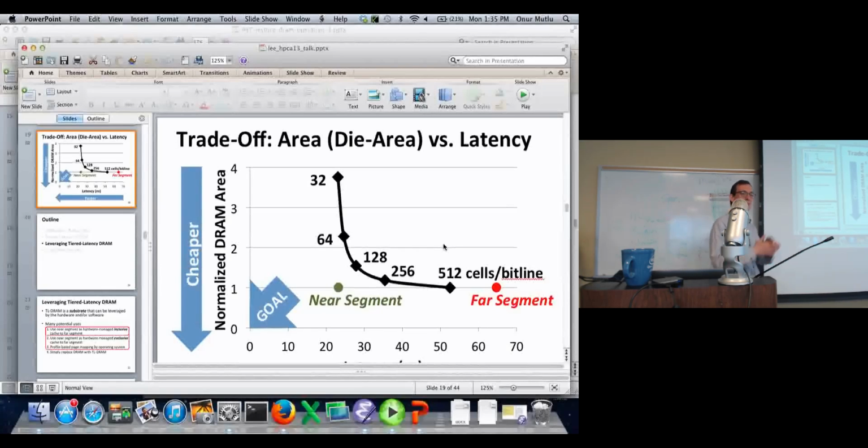Okay. So that builds upon the DRAM structure observation that we've seen. Long bit lines are slow, short bit lines are fast. Long bit lines are energy inefficient, short bit lines are energy efficient. But long bit lines provide you higher capacity, whereas short bit lines don't.